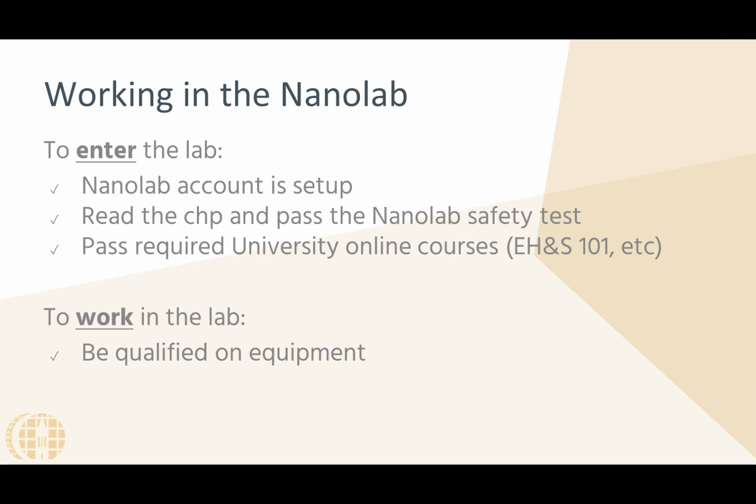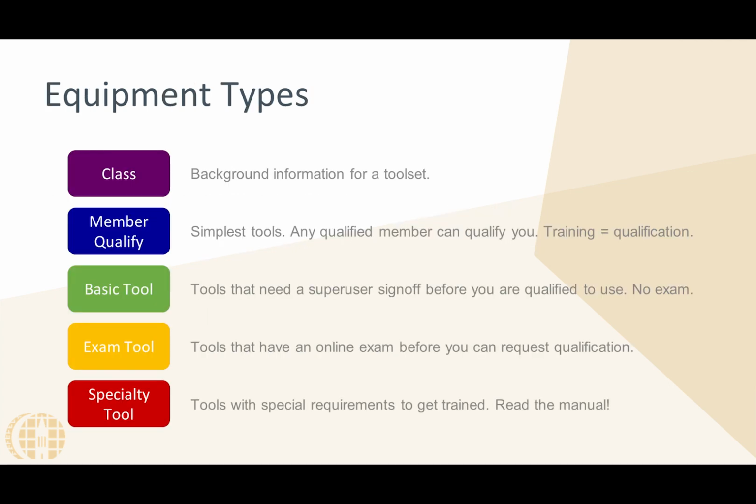Once you are cleared to enter the lab, you will still need to be trained and qualified on every piece of equipment you plan to use. NanoLab equipment is divided into 5 types. Classes are online videos that contain background information for a tool set. To fulfill the class's prerequisite, take the corresponding online test in Mercury.